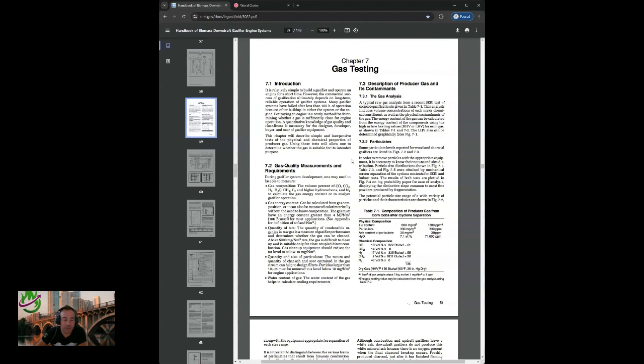So in Table 7.1, the composition of producer gas from corn cobs after cyclone separation, we have all the physical composition, the tars, the particulates, the ash contents, and the water, and then the chemical composition, all of the carbon monoxide, carbon dioxide, hydrogen, the sulfur, and the nitrogen.